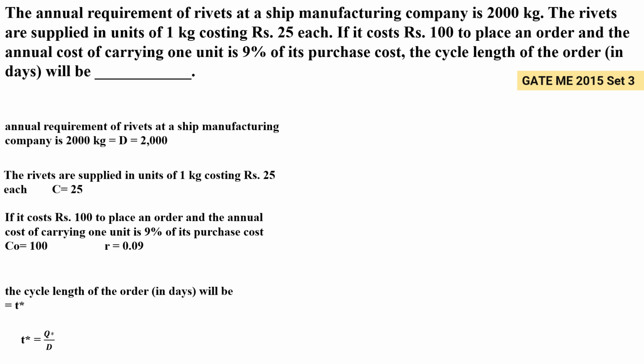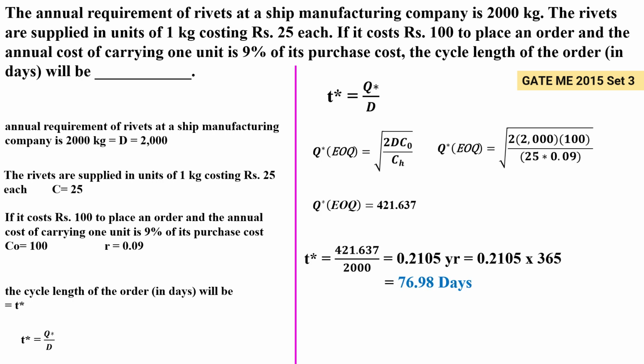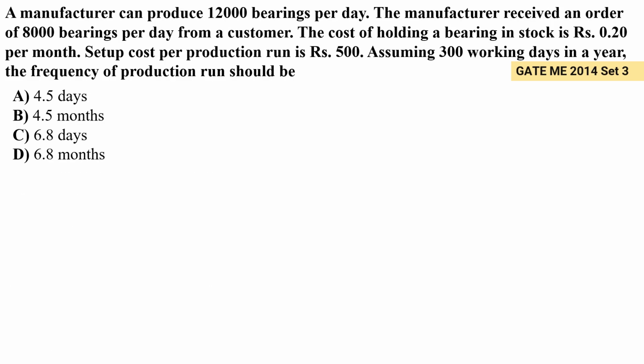Then we have to determine the cycle length of the order, so T star we have to determine. We know T star equal to Q star divided by D. Then Q star equal to 421.637. Then T star equal to 76.98. Let's see the next question.